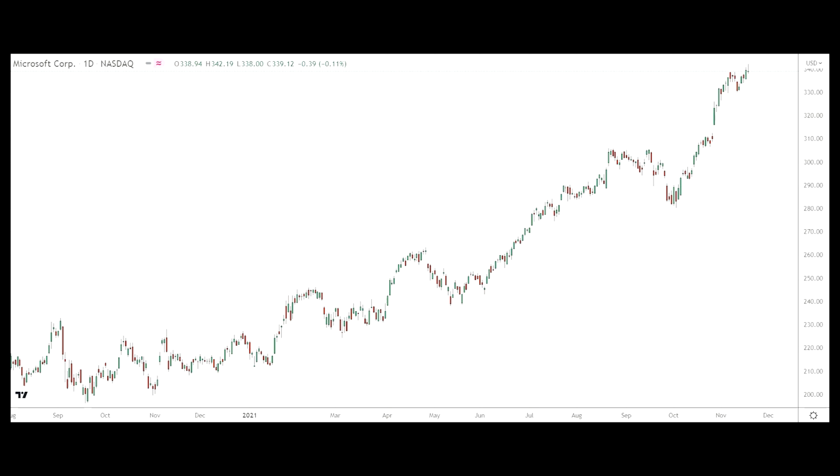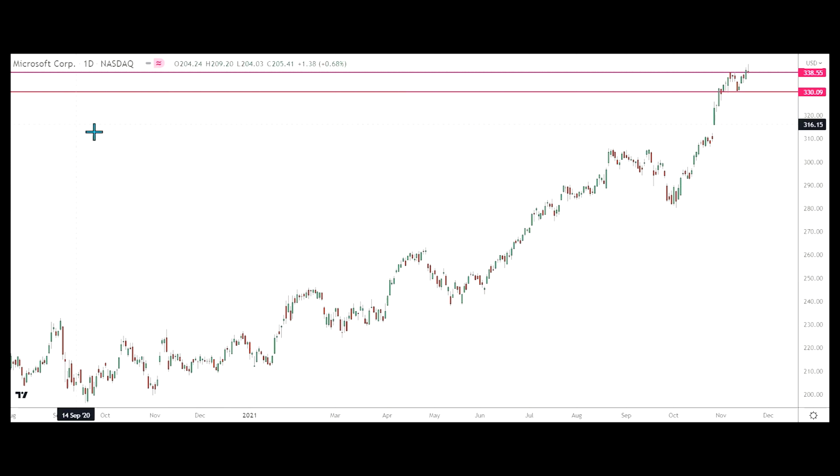The next chart I'm going to analyze is Microsoft. So again, I'm going to draw the support and resistance levels. And you can see Microsoft has done really well this year. So there's a resistance level right there. There is a support right there, minor one. There is one right here.